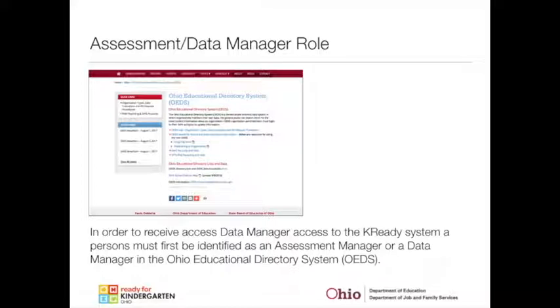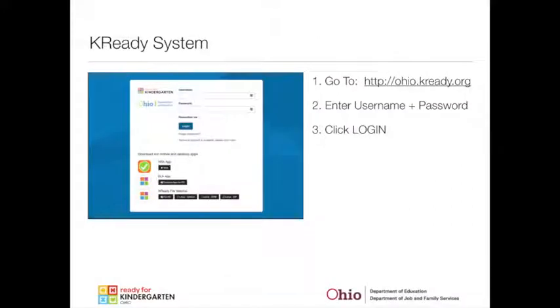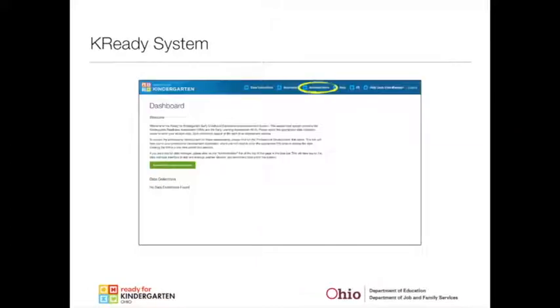Once you have your username and password, you'll need to go to the ohio.kready.org site, enter your username and password, and click login. Don't worry if you forget your password. You can always click the forgot password link and regain access. Once you log in, this is the welcome screen that you see. Click on administration, which is in the top menu, in order to access the data manager's dashboard.